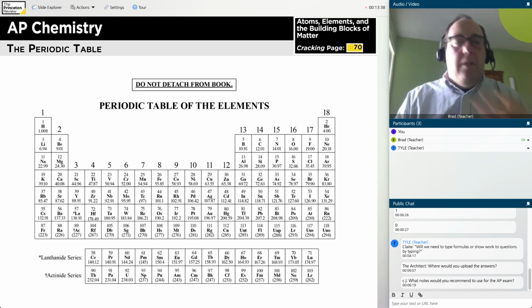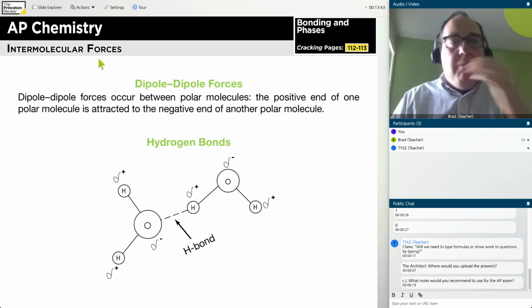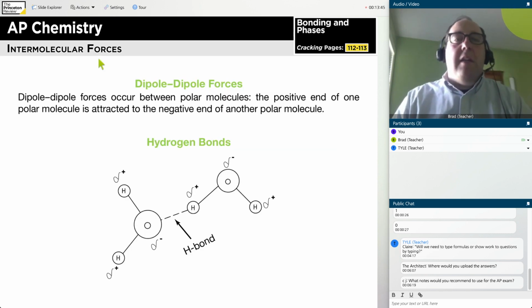Let's get into that first topic here, which is intermolecular forces. And the way you want to approach this for the AP exam is you need to know the different types of intermolecular forces, and you need to know what to do with them, how they work, what types of questions they could ask you about them. So we're going to run quickly through the different types of intermolecular forces.